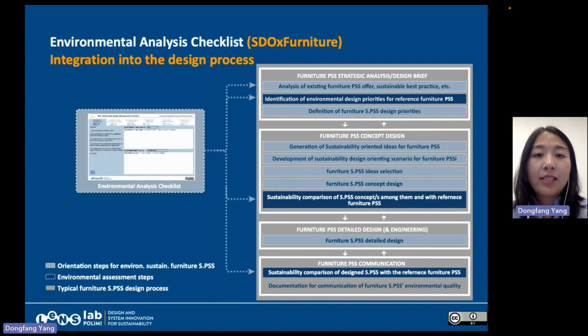The environmental analysis checklist can be used in different stages. For furniture product service system strategic analysis, we can use the environmental analysis checklist to analyze the existing furniture product service system offer to understand in a qualitative way its environmental impact, and then to identify the environmental design priorities for the reference furniture PSS. And it can also be used in the furniture product service concept design and communication stage to compare the new SPSS concept with the reference furniture product service system.